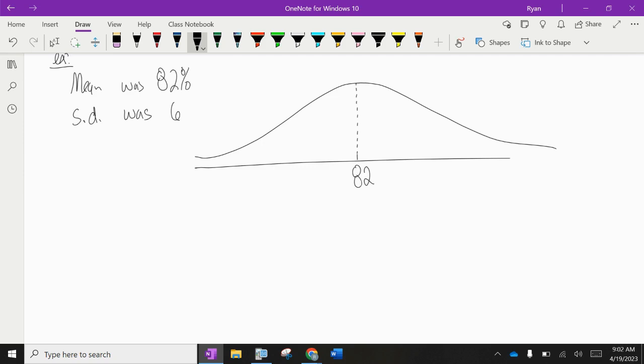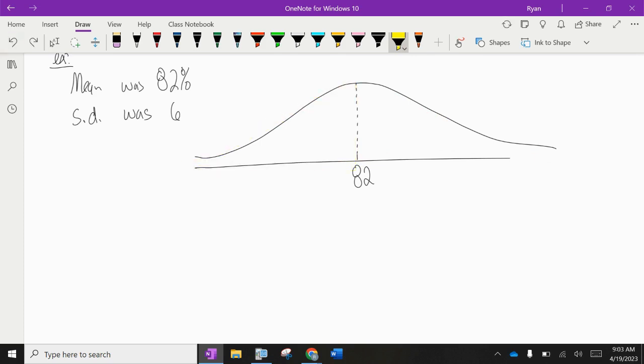What percent of these people scored above an 82? Do you know? Of all the people who took this standardized test, what percent of the people scored above an 82? 50%. Like all these people, 50% scored above an 82. What percent of the people scored below an 82? All these people, 50%. Okay, so there's our start.